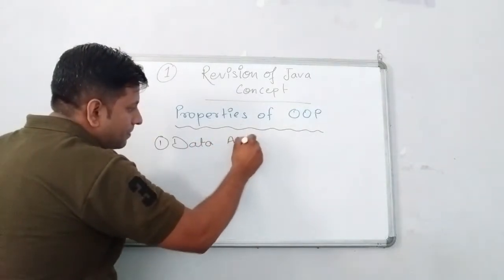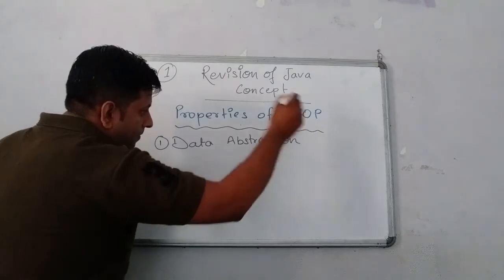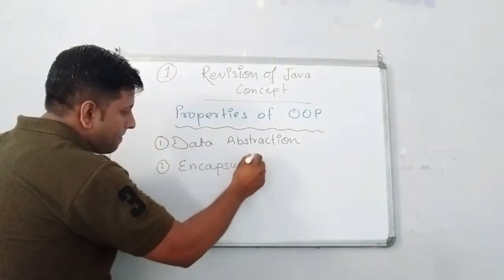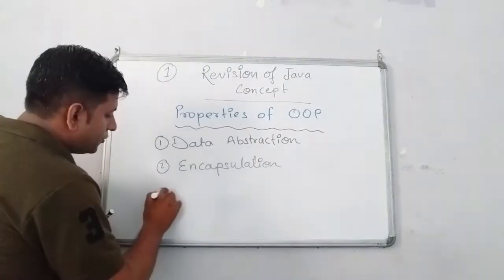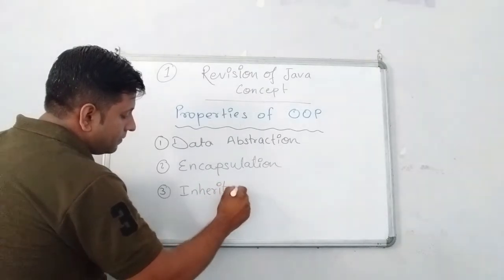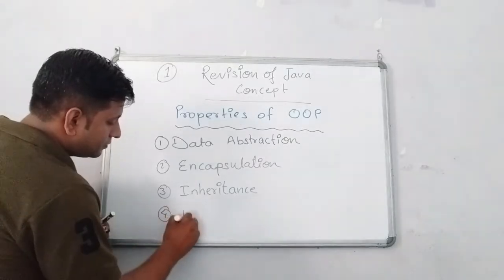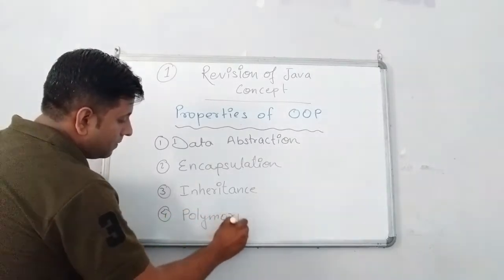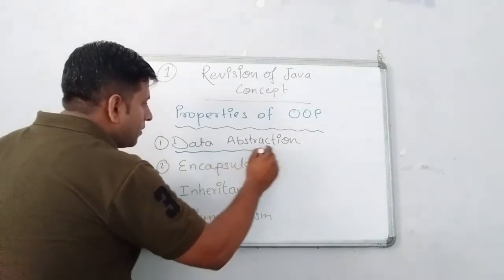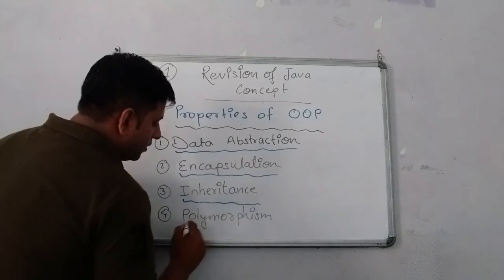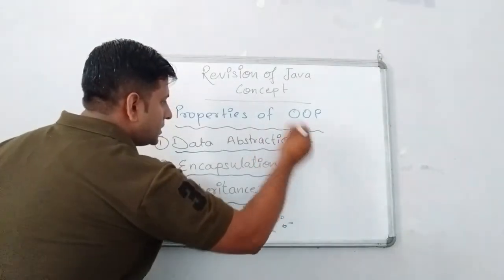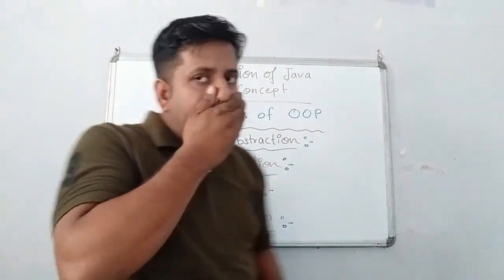So these properties of object-oriented programming are: point number 1, data abstraction; point number 2, encapsulation; point number 3, inheritance; and point number 4, polymorphism. So children, we have 4 different types of elementary concepts of object-oriented programming, or you can say pillars or properties of object-oriented programming. Let me describe you one by one.